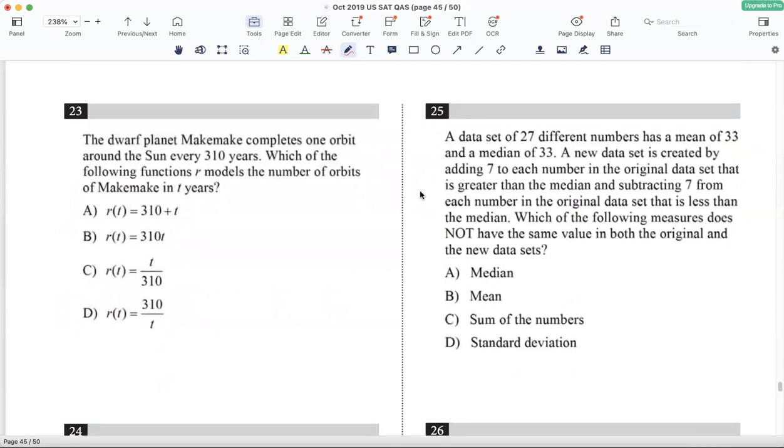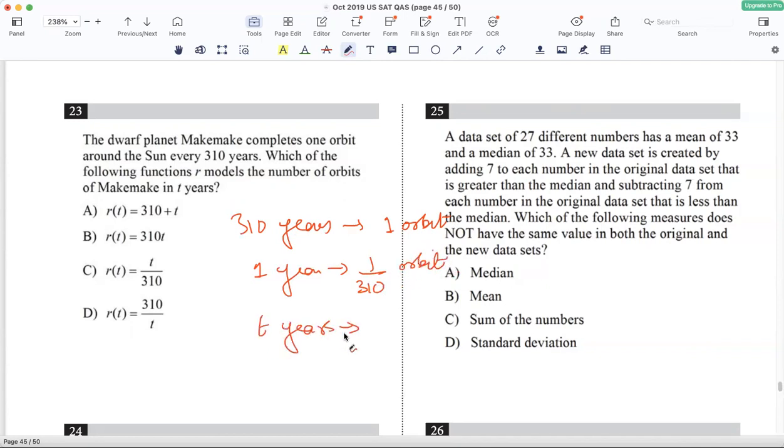The dwarf planet Makemake completes one orbit around the sun every 310 years. Which of the following functions models the number of orbits of Makemake in T years? Okay, so in 310 years, it completes one orbit. So in 1 year, it completes 1 by 310th of an orbit. So in T years, it would complete T by 310 orbits. So that's option C.